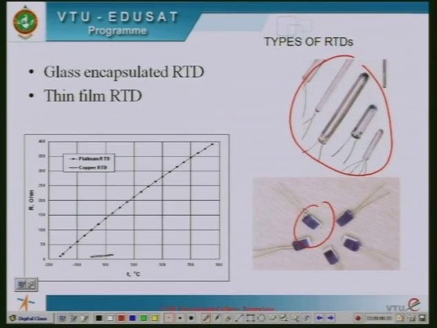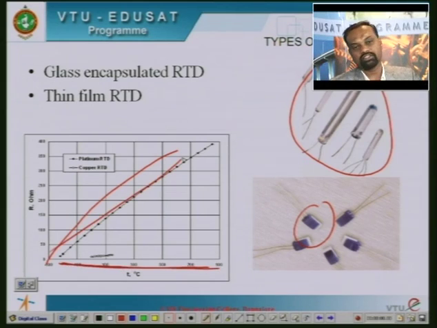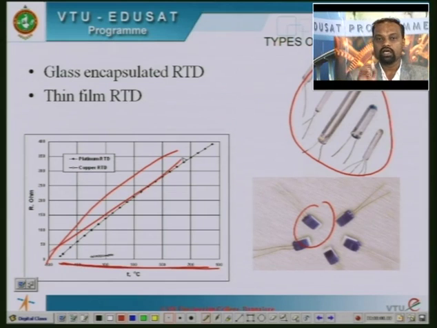It could also be a thin film. This is a thin film circuit that you come across. As the temperature changes, the resistance of the thin film also changes. So you are able to find that there is a linear relationship between temperature and resistance. That is what we call resistive temperature detectors.